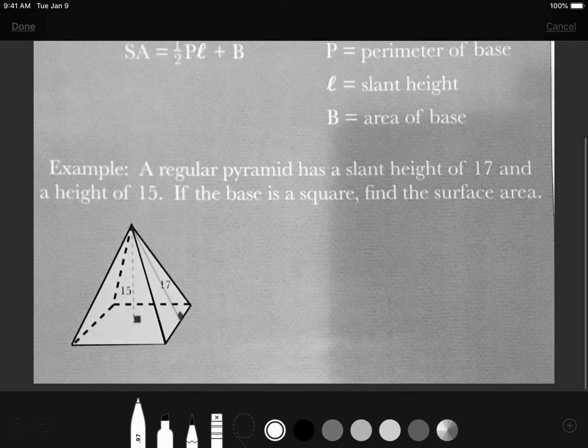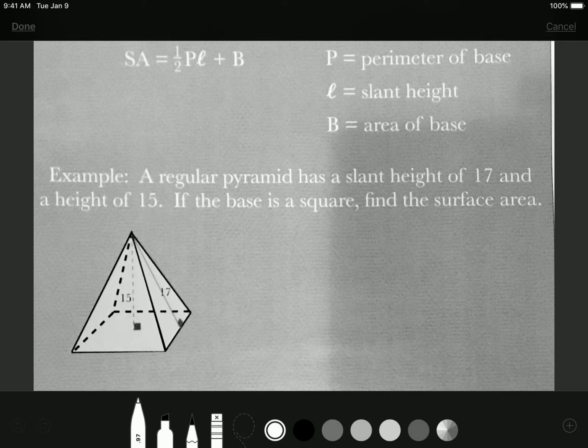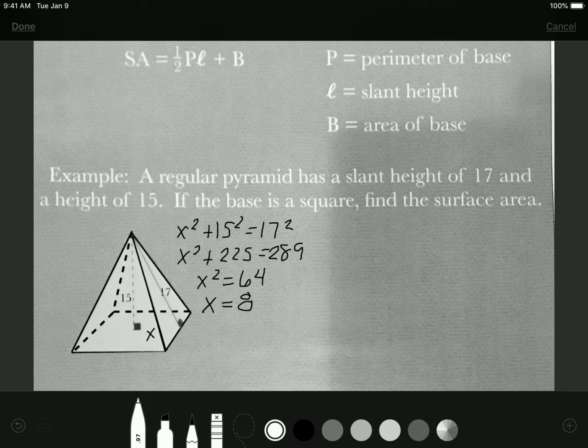So if we take a look at this pyramid, we have the height, which is 15. We have a slant height, which is 17. We need to figure out that bit here so we can actually figure out what our side length for our square is going to be. So we do have some Pythagorean theorem that we have to do. So we can take x squared plus 15 squared equals 17 squared. So you have x squared plus 225 equals 289. So when we subtract 225, we get x squared equals 64. So our x is going to be 8.